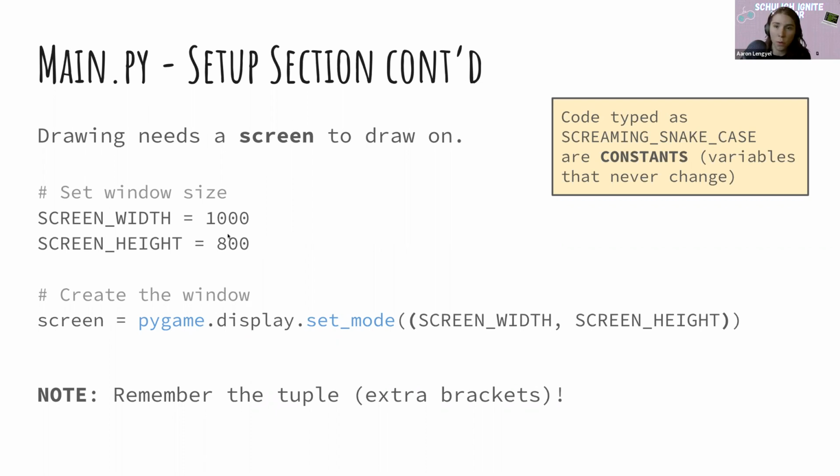You can change this to whatever you want if you wanted to, but this 1000 by 800 is pretty much fine. So then we're going to create a new window. Screen is going to be pygame.display.set_mode, and then you can pass in the screen width and the height as a tuple, and this is going to create the window, right?